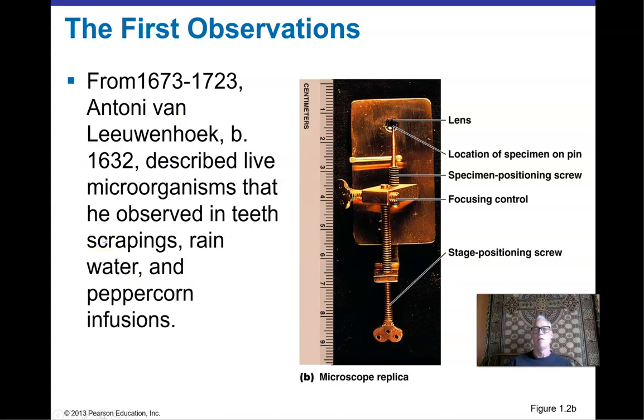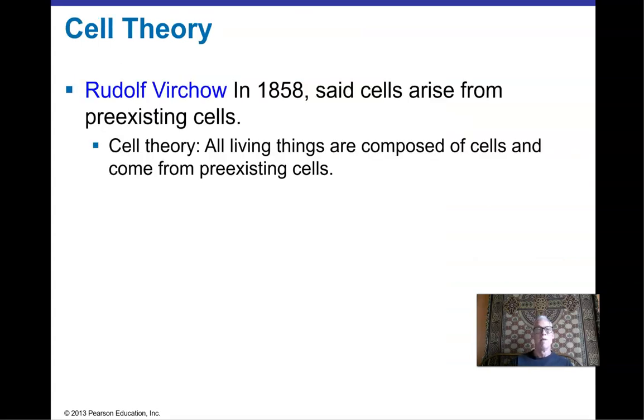And there was a very long period of time before any good microscopes were produced since his death that would allow people to observe microorganisms once again. Virchow is credited with the cell theory, the idea that cells arise from pre-existing cells, and that seems obvious. Yes, of course they do. When cells divide, more cells are produced. That's second nature to us.